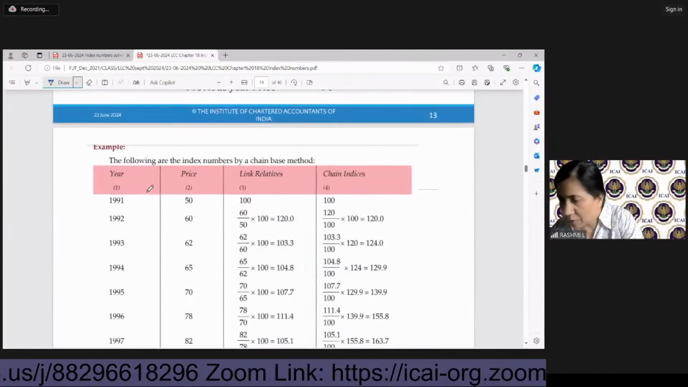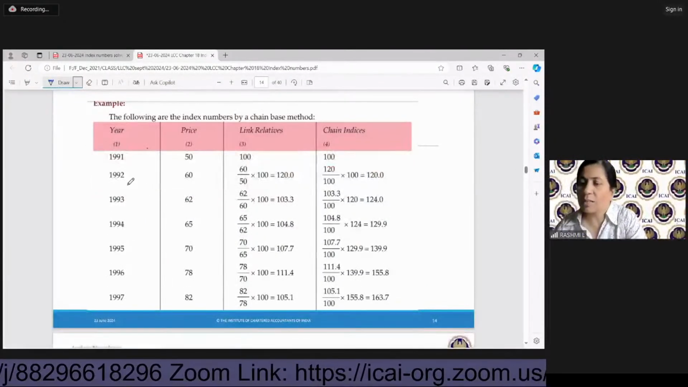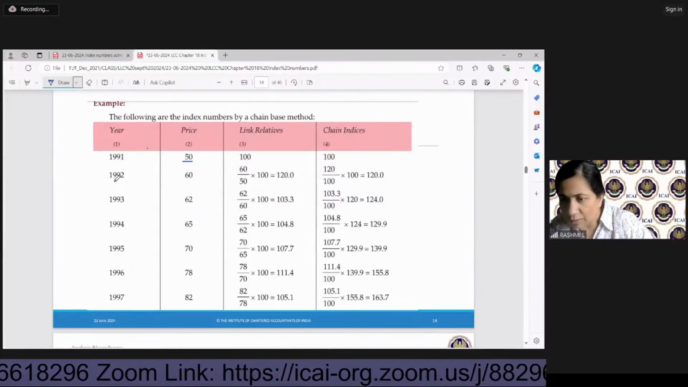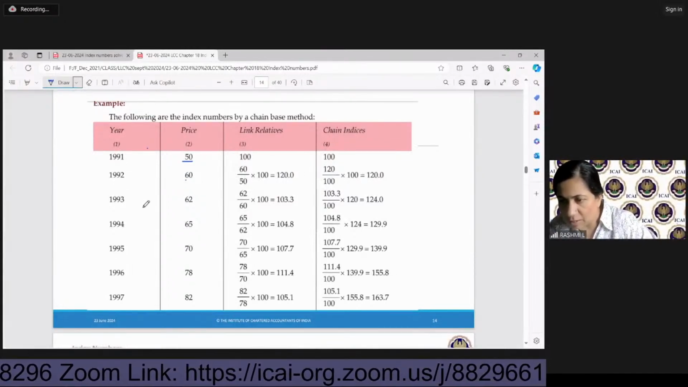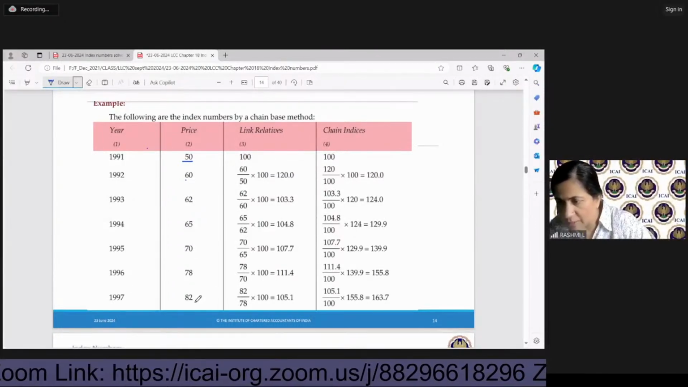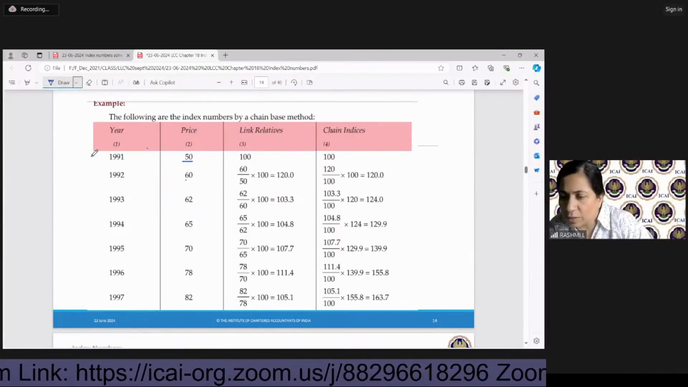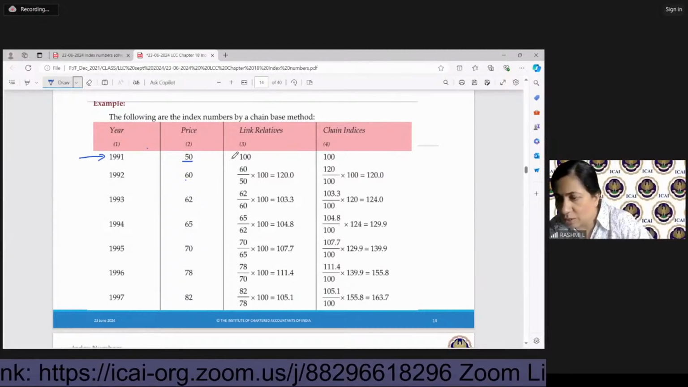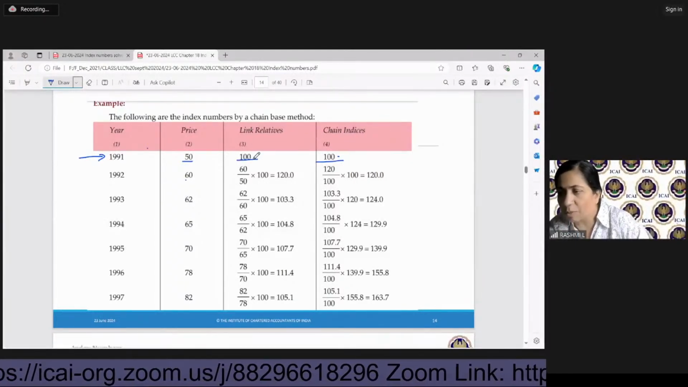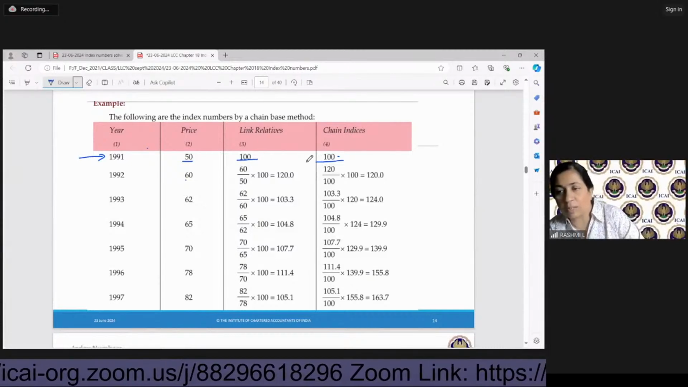So for example, we are going to take the example solved here. In 1991, the price was 50. In 1992, it became 60. In 1993, it became 62. And up to 1997, it became 82. We take 1991 as the base year, so this will become 100, the link relative also becomes 100, and the chain index also becomes 100.